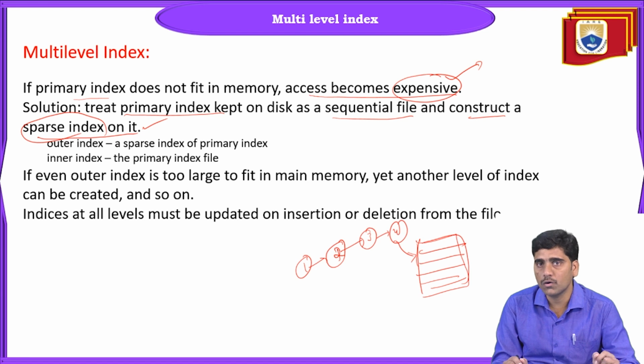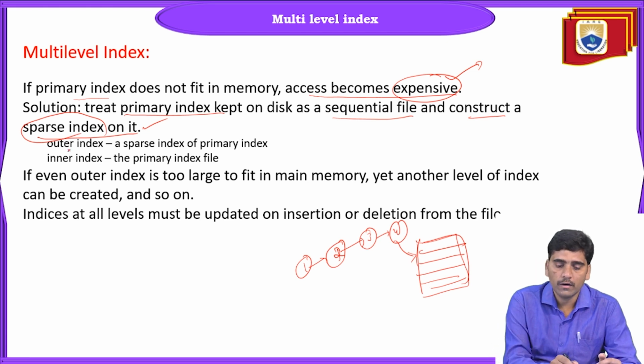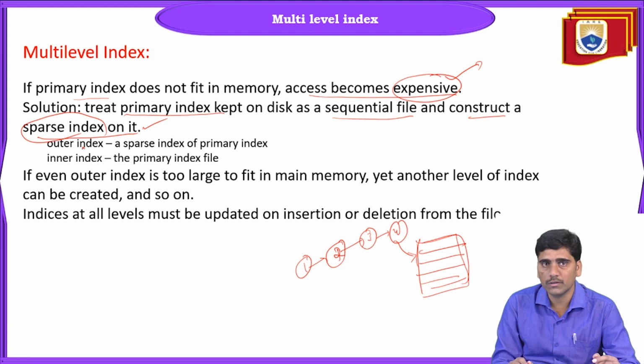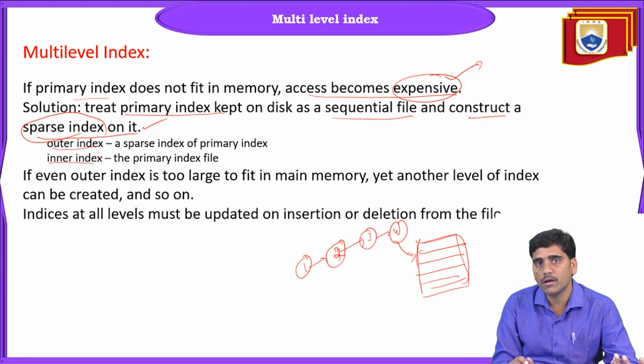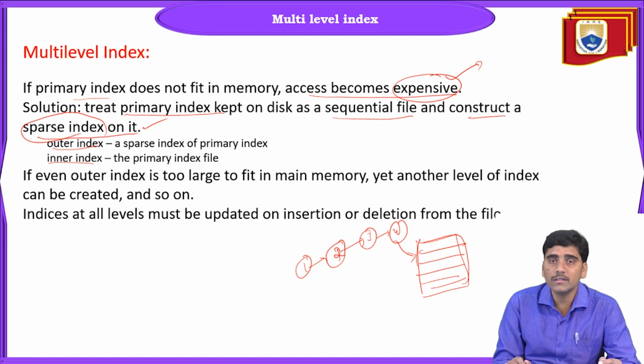So based on that only we are going to fetch the records. Based on some specified search key values only we are going to fetch the records. And here in this sparse index we can say that there is an outer index as well as an inner index. So what is meant by outer index and what is meant by inner index? Outer is nothing but a sparse index of a primary index.